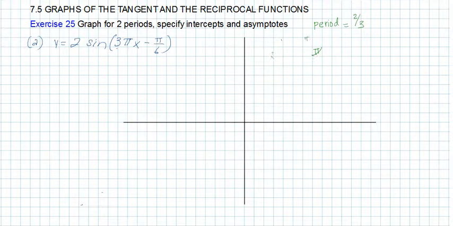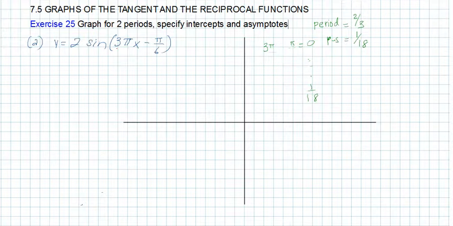Now, phase shift. The way I do the phase shift, the book says factor and then blah blah. No, I don't factor. I solve for x. I put 3 pi x minus pi over 6 equals 0. So that means I can do 3 pi x equals pi over 6. So I can cut pi from both sides, and I have x equals 1 over 18. So the phase shift equals 1 over 18.